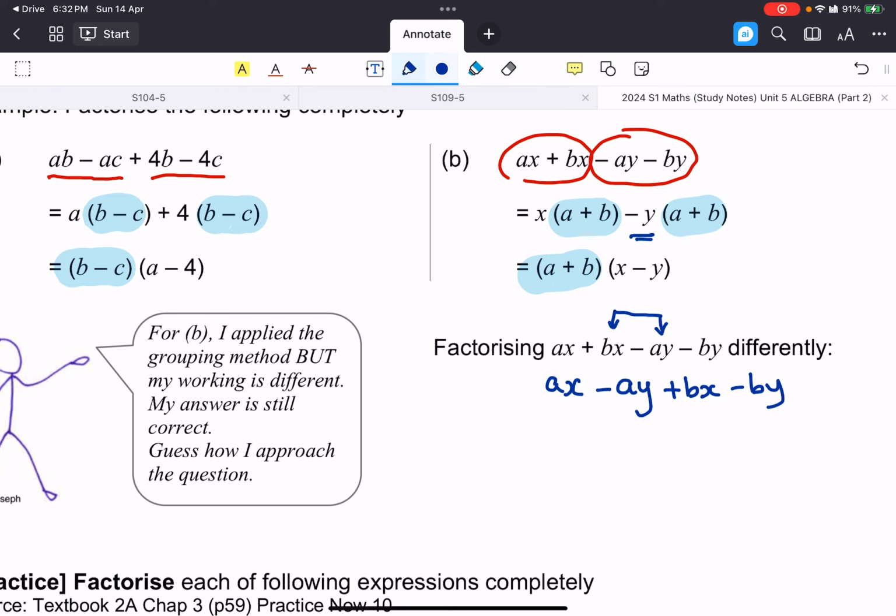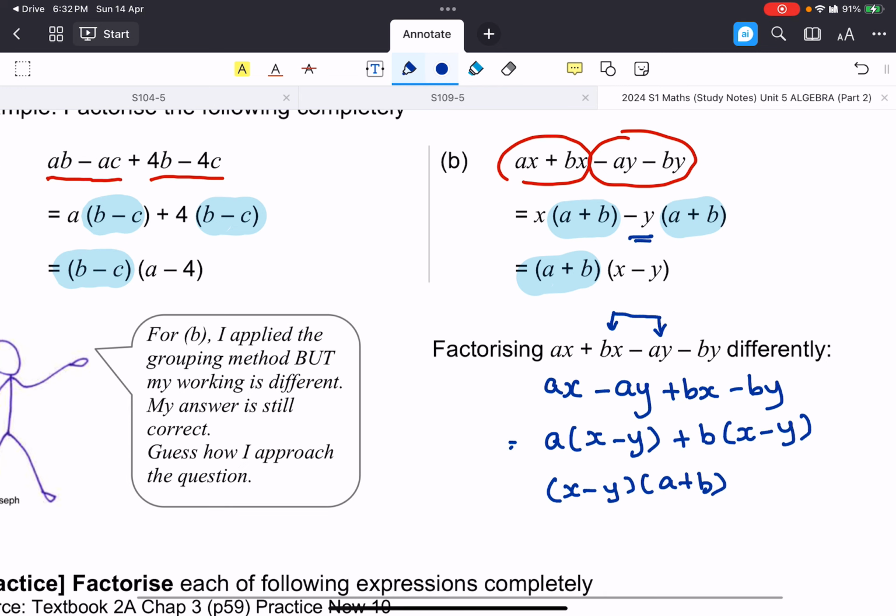When we do that, we can now extract out the A to get X minus Y. In the second group, I can extract the B to get X minus Y. So now the X minus Y and X minus Y is common, so I have X minus Y, and then I'm left with A plus B. So yes, there is more than one way to approach this type of question, so I'm just showing them to you. Eventually, once you get very comfortable with factorizing algebraic expressions, either way should be easy for you, right?